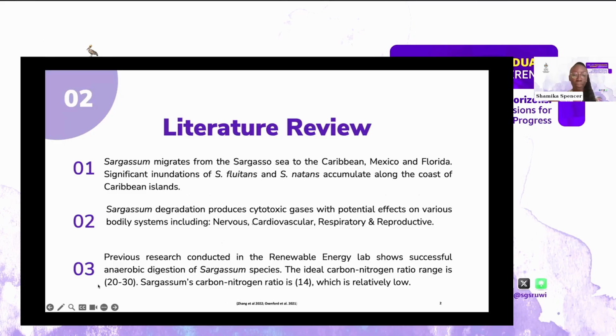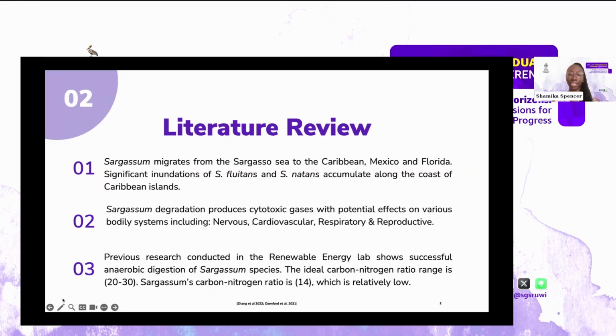So I'll get now a bit into my literature review. Sargassum migrates to the Caribbean from the Sargasso Sea, and the Sargasso Sea is in Africa. Currently the most abundant species that we have in the Caribbean are sargassum fluitans and natans, and they are accumulating along our coastlines. When sargassum decomposes, it produces cytotoxic gases, such as hydrogen sulfide and ammonia gases. These can cause different effects on different bodily systems, such as nervous, cardiovascular, respiratory, and reproductive systems.